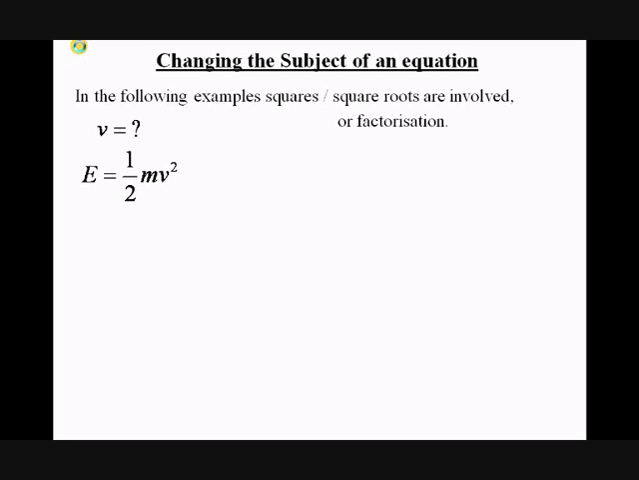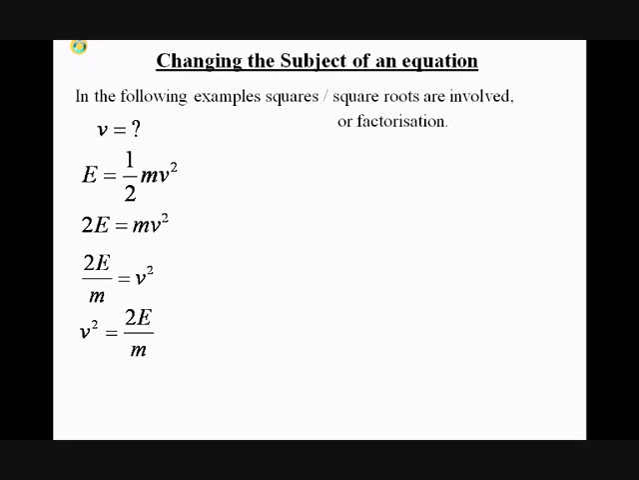So what we're going to do is get rid of the half by multiplying both sides by 2. So 2e equals mv squared. I'm going to get v squared on its own by dividing each side by m. So 2e over m is equal to v squared. But I want v to be the subject, so I need to square root each side.